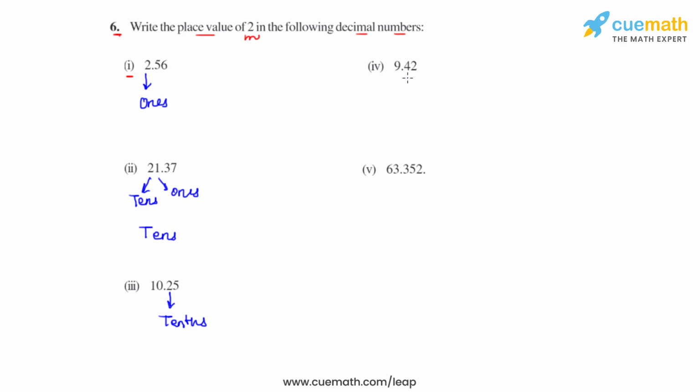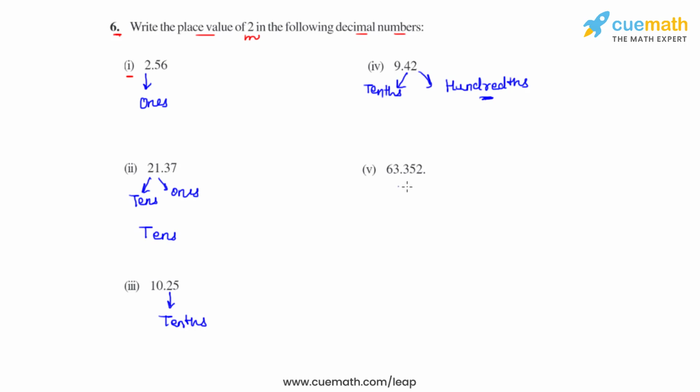Now coming to the fourth bit, wherein the decimal number is 9.42. Immediately after the decimal point we have 4, which is at the tens place. 2 is at hundreds place. So the answer for the fourth bit is hundreds place because 2 is at hundreds place.